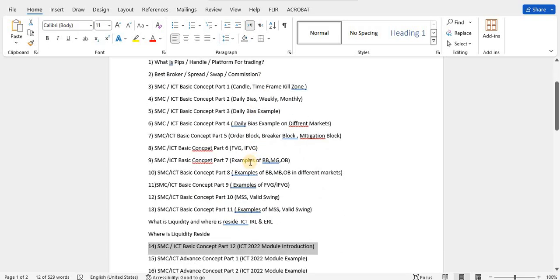I am going to give you an introduction to the ICT 2022 model.